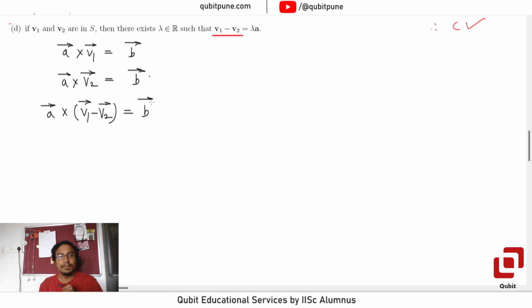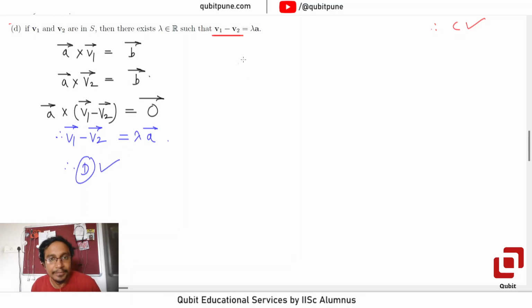Okay, V1 bar minus V2 bar is not a null vector, because we subtracted two unequal vectors, right? V1 bar and V2 bar will have a non-zero subtraction, and its cross product with any other vector will be a null vector only when they are collinear. Okay, so it is correct. But her approach is also right.